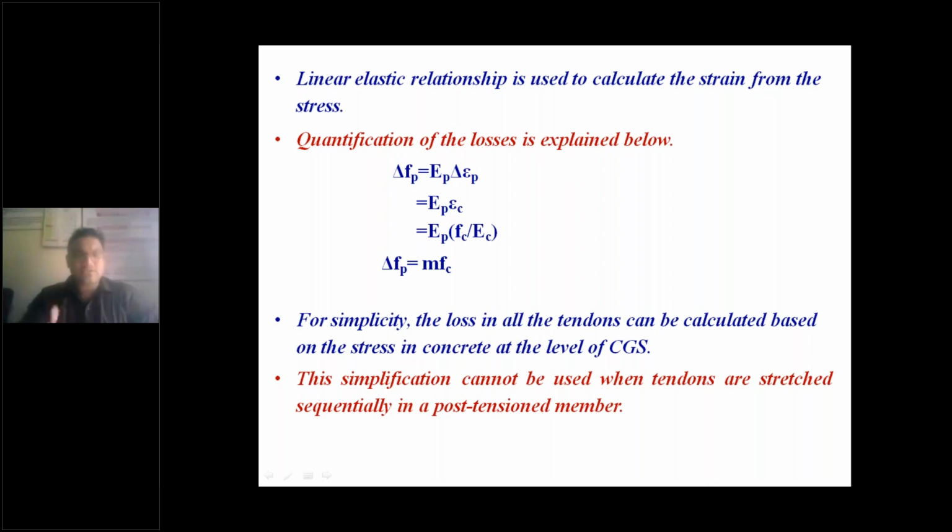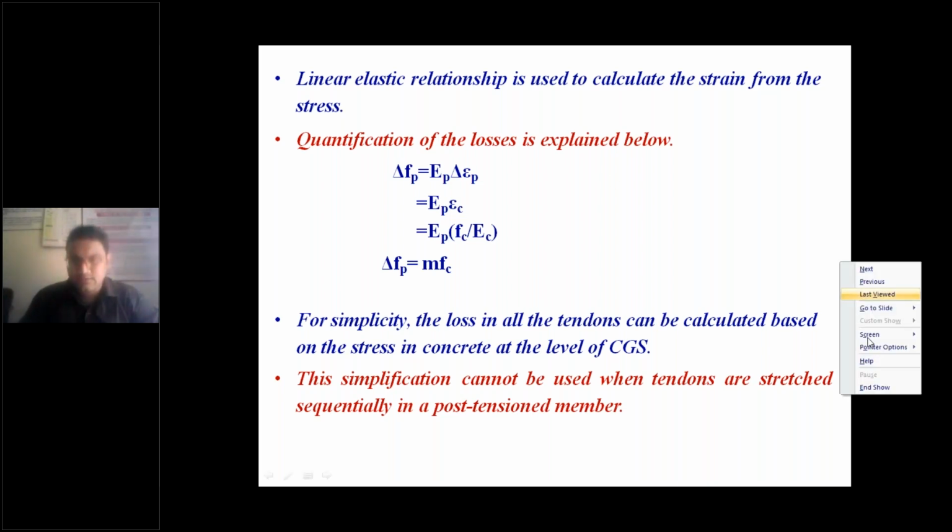Because we all know stress is equal to Young's modulus into strain. Why? Because Young's modulus is equal to stress by strain, so stress is equal to Young's modulus into strain. So now, EP into epsilon P, we replace with epsilon C. If you follow my cursor, this epsilon P became epsilon C. Why? Because as it is a composite material, whatever the strain carried by steel will be equal to that of concrete. Wherever the concrete has strain, steel also will have the same strain. So epsilon P will be equal to epsilon C.